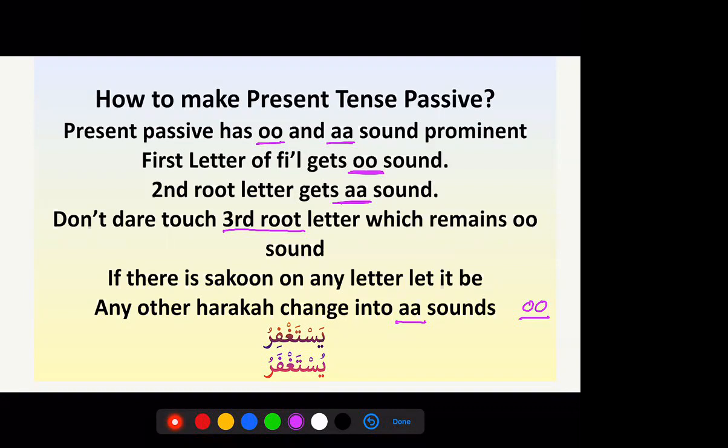So for example, over here, yastaghfiru. Now the first letter is Ya. So this Ya is going to get U sound.